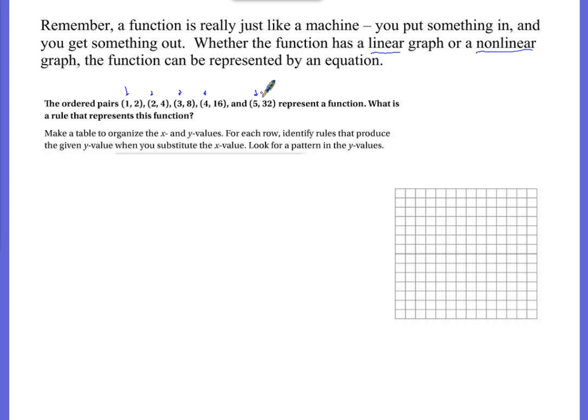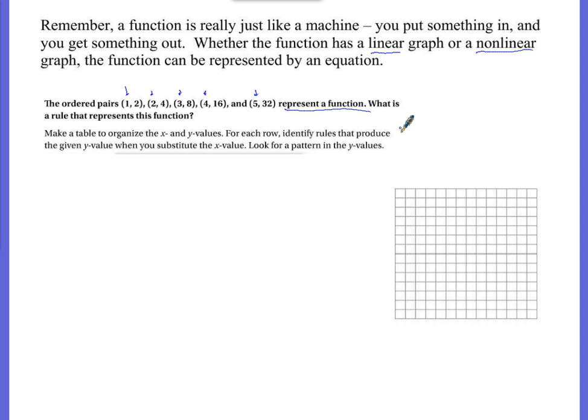All right. So they're telling me they represent a function. What is a rule that represents this function? So now I'm not given a table. I'm not given any sort of scenario with cool stuff like fractals going on. I need to make that table. There's no story behind it. You just make the table and see what you see.